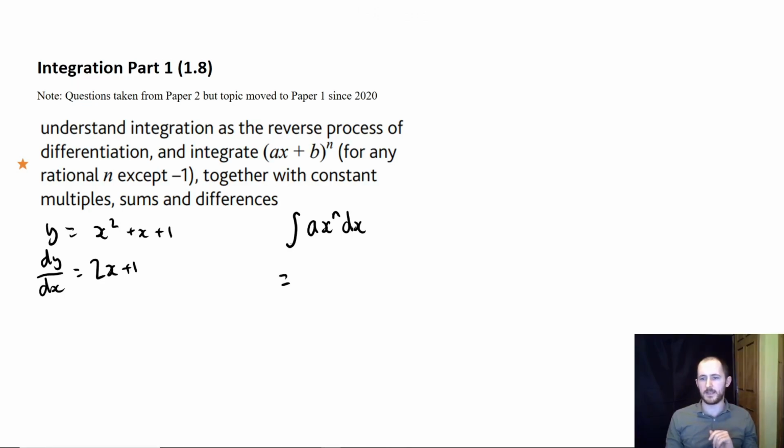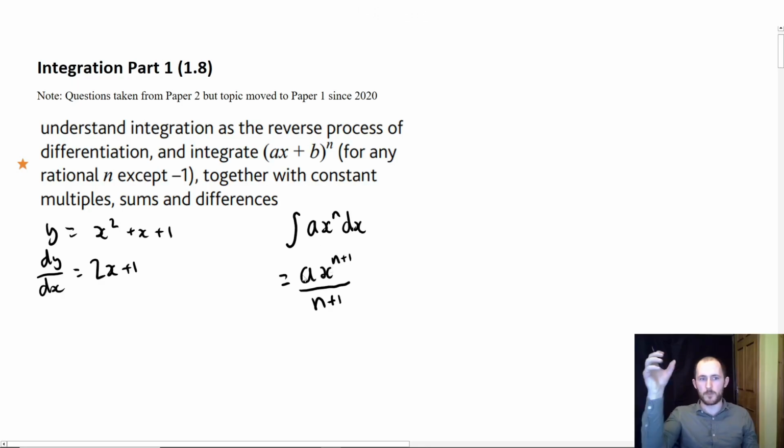What happens here is you have ax, you add 1 to the power instead of subtract, and then you divide by the new power. That's a key point here. Before, you brought the power forward first, then subtracted 1. So the inverse of that is to add 1 to the power, then divide by it. And then you also have a plus c.